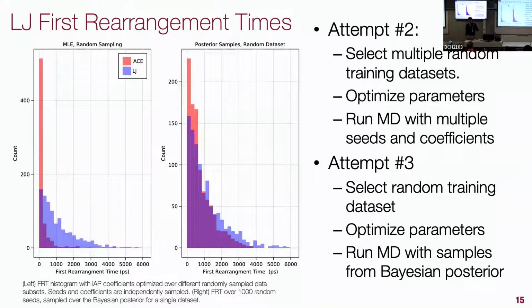And so attempt number 3 is like, okay, maybe if I include a large enough data set, but then I try and be intelligent about using Bayesian fitting, so maybe I include some particular form of prior, I'm careful about fitting my variances, and then when I sample and I run my MD trajectories, I sample coefficients from my Bayesian posterior along with random seeds.